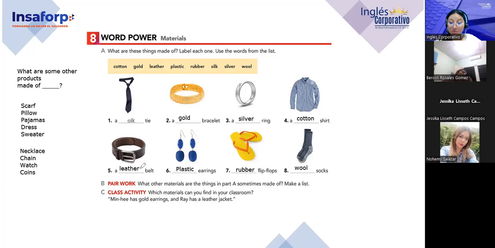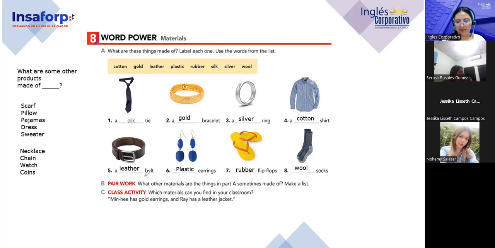Boots. Think about boots, yes. Think about some other products. Cincho, pero no sé cómo se dice. Cincho is right here, belt. Okay. Yes. How about jackets?